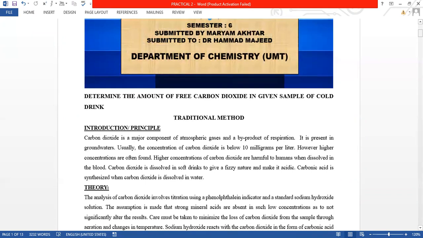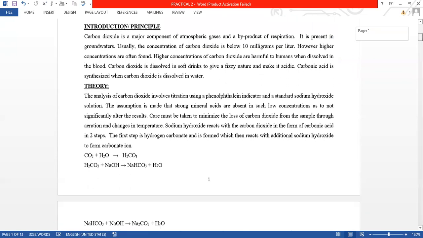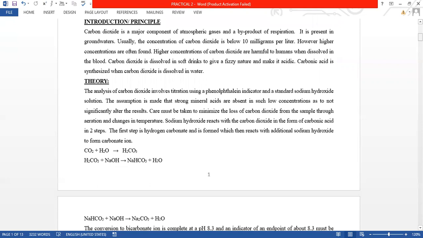The practical is the determination of the amount of free carbon dioxide present in the given sample of cold drink. Carbon dioxide is a major component of the atmospheric gases and a byproduct of respiration. It is present in groundwater. Usually, the concentration of carbon dioxide is below 10 milligrams per liter.